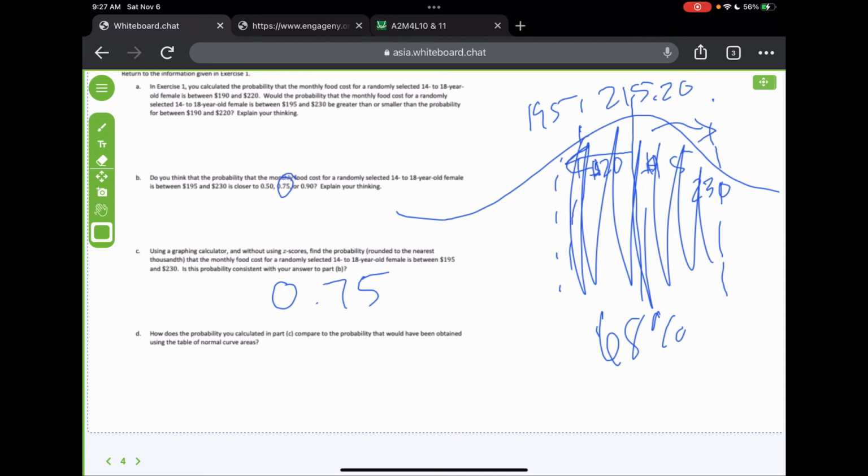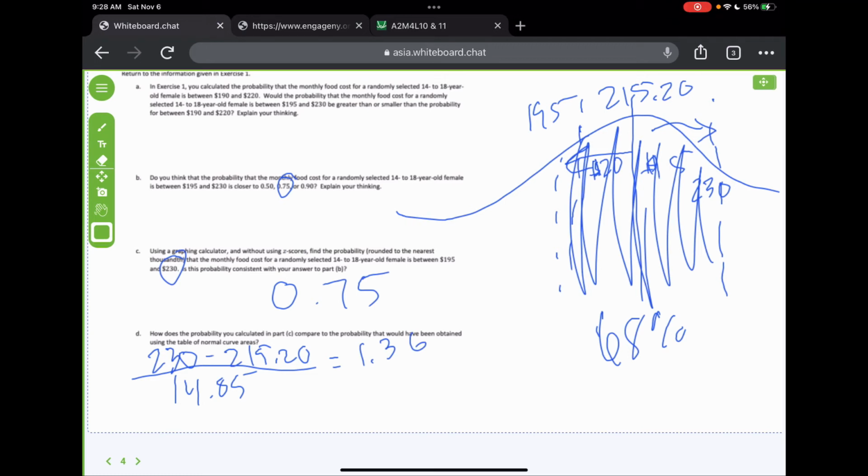Now, it says, how does the probability you calculated in part C compare to the probability that you would have obtained using the table of a normal curve? Well, the only way we can compare it is to find them. So let's find them right quick. I start off with the big ones. Remember, 230 minus $215.20 over $14.85, and that gives me a z-score of 1.36.